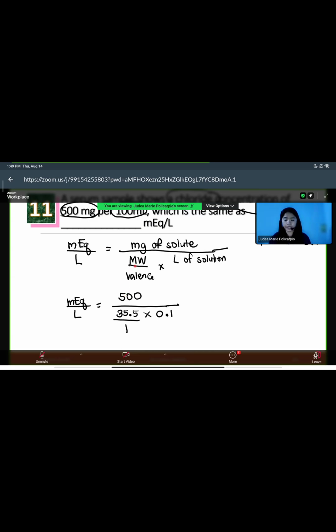Okay, so instead of 100 ml ha, ang gagamitin natin ay 0.1 kasi we are asked to use the liter of the solution. 100 ml is equivalent to 0.1 liters. Okay, so ito na ngayon yung working equation natin. Let's try to solve it out.